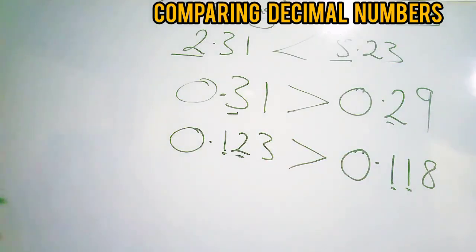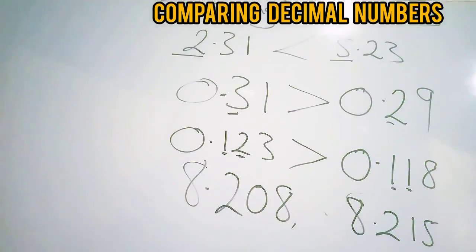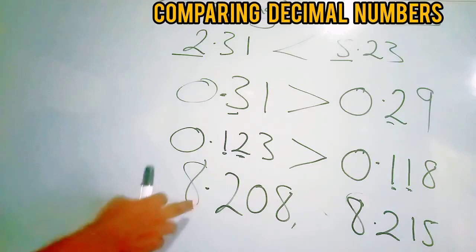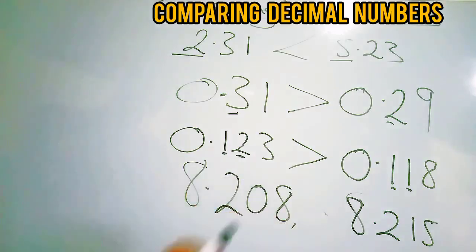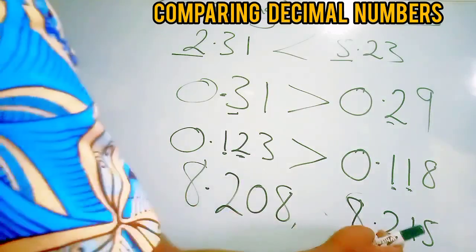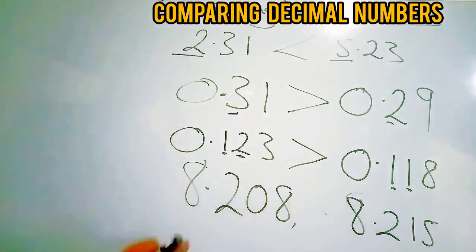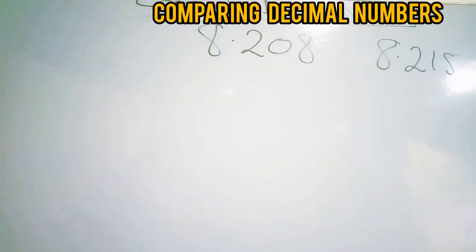I'm going to give you the final one to look at and compare. Pause the video and solve this. Okay, you have your own on the board. You are given 8.208 and then you're also given 8.215. Compare the two decimal numbers and see which one is the biggest. Pause the video, solve it, and comment your answer in the comment section below. Okay. I believe you're able to get this one correctly.